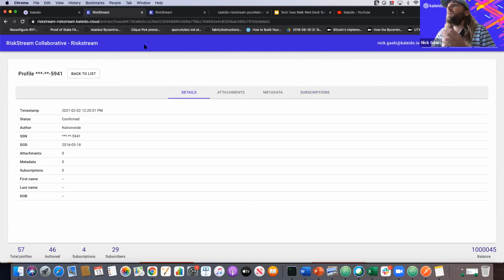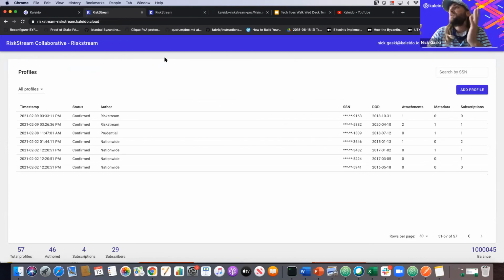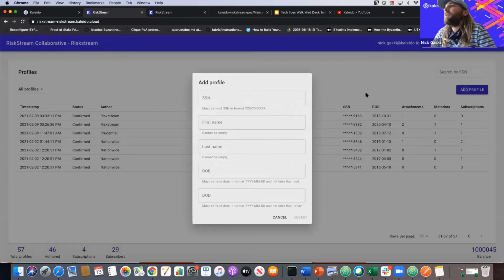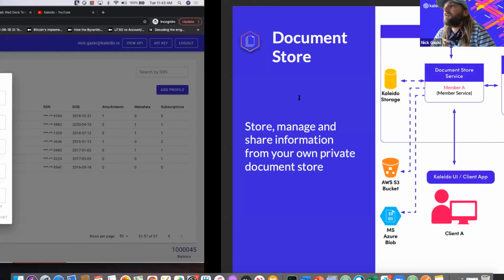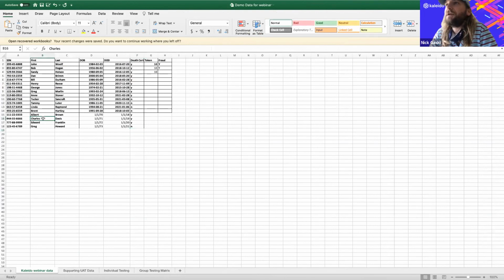So rather than doing that, what we'll do is, acting as RiskStream, we'll just go ahead and create a new profile, and then we'll look at this through the lens of Nationwide, and we'll go ahead and subscribe to it, and then we'll purchase an attachment for whatever arbitrary amount that RiskStream deemed that death certificate was worth. So I'm going to start by adding a profile right here, and I have a little cheat sheet with some names. So we're gonna do this one right here, Charles Davis. This is all dummy data, obviously, so there's no real PII happening here.